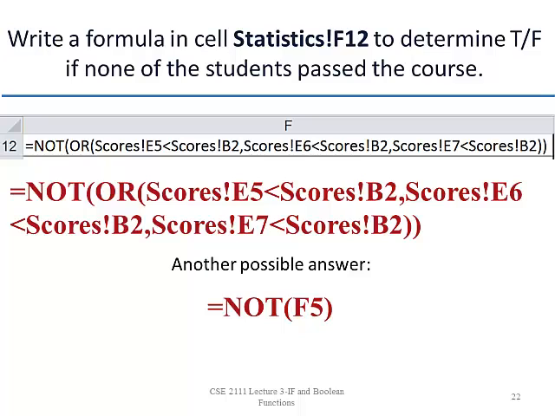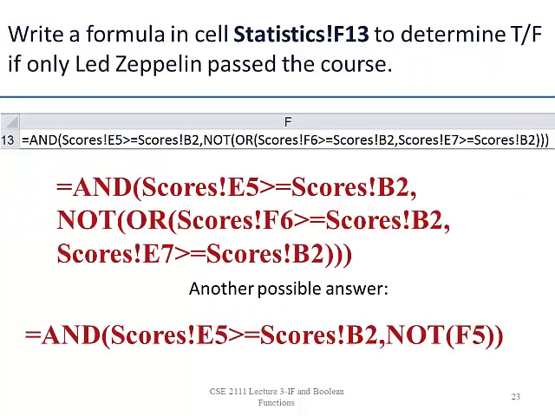You can also build on another cell that already has the OR in it, which is cell F5, so equals not F5. Here's another scenario. Write a formula in cell statistics F13 to determine true or false if only Led Zeppelin passed the course. Anytime you see the word only, you want to use the construct and, not, or.